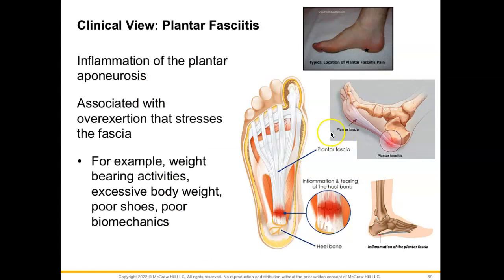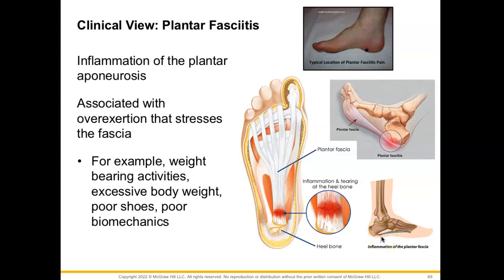So here's our clinical view on plantar fasciitis. Here is your plantar aponeurosis. So it's in the center of your foot. And like we said, it goes from the phalanges of your toes down to your calcaneus bone. And so plantar fasciitis is going to take place when we have inflammation in this plantar aponeurosis. So if you're looking at your foot, right at the start of your heel is where that pain typically takes place. You can also see it pictured over here in red and down over here as well.